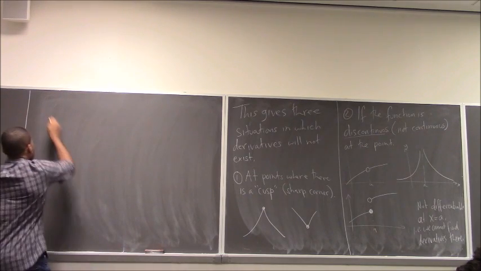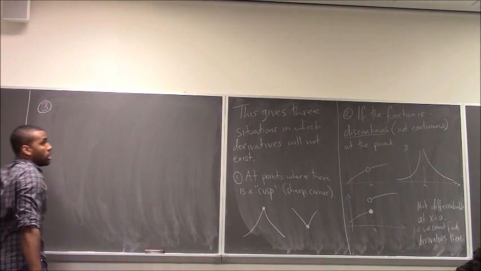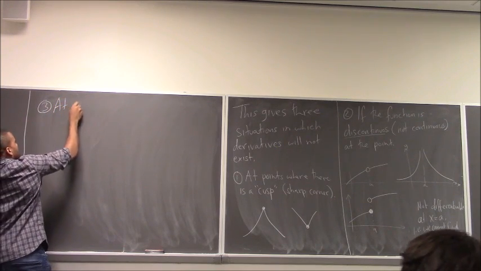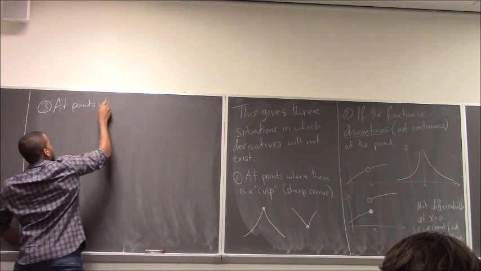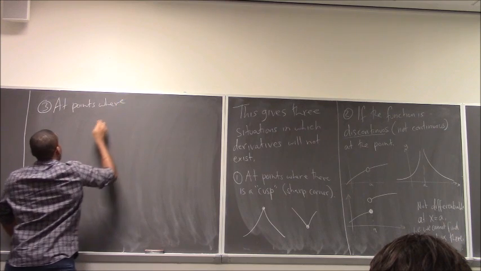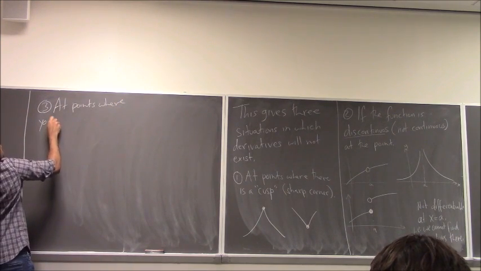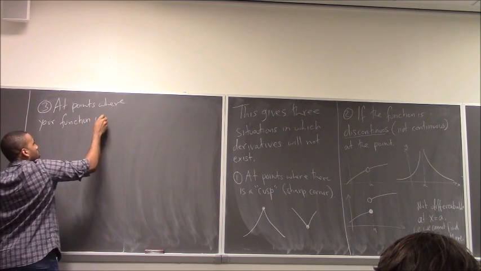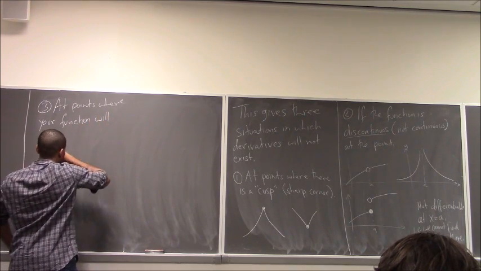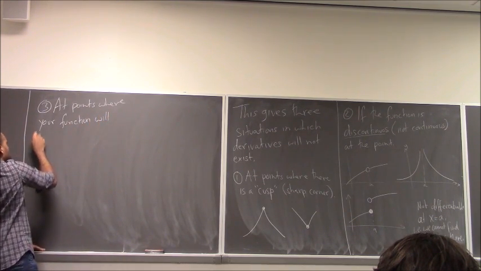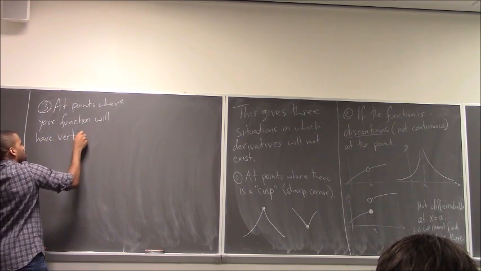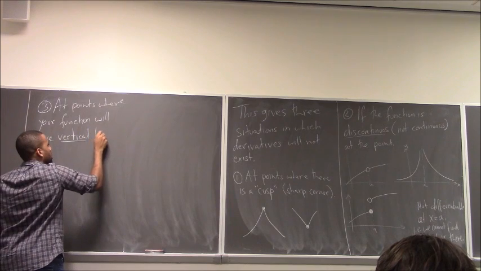Third situation, derivatives will not exist. This is at points where the function will have vertical tangent lines.